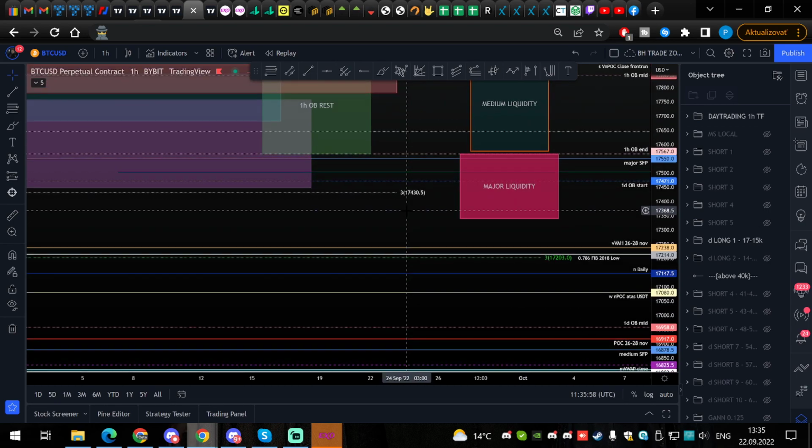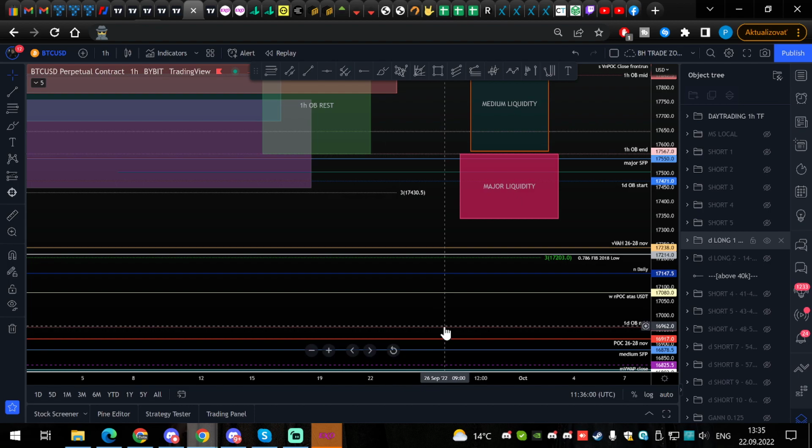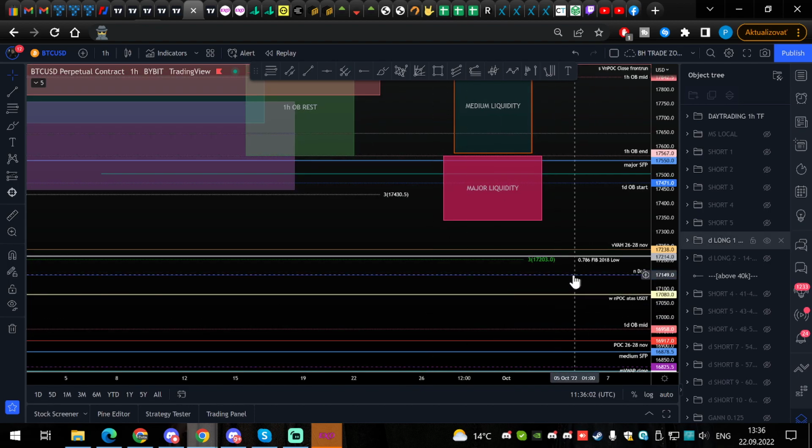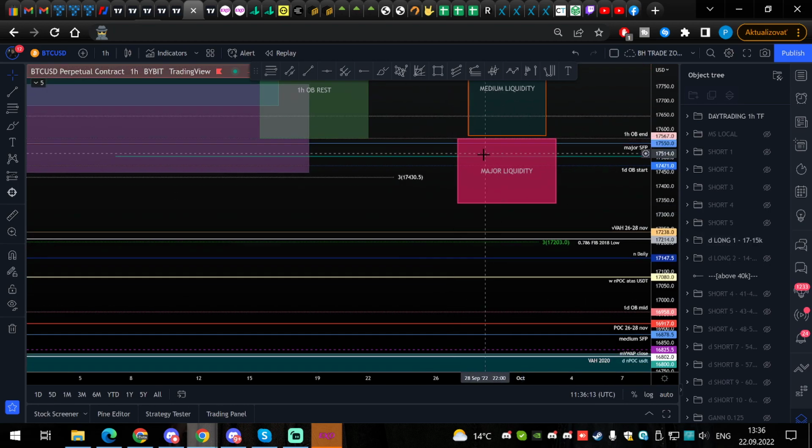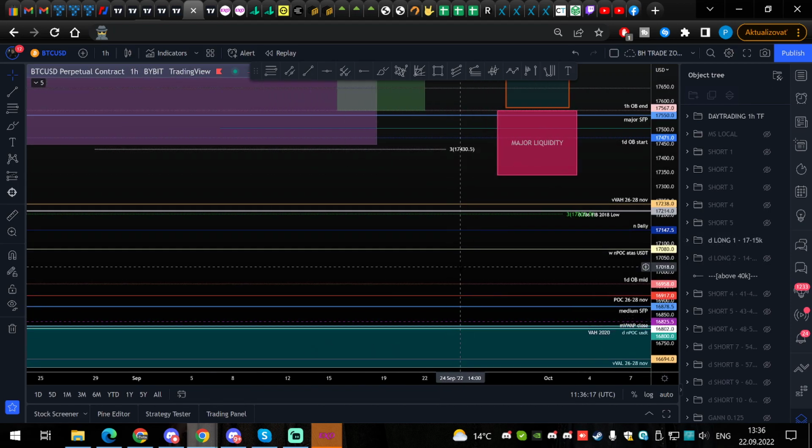If we go further, you start to have really good support. You see that, yeah? Naked daily here. Big extension targets. This is also Genesis, one of the Genesis pools. 0.86 Fibonacci of 2018 is here, yeah. So all the area from 17,500 to 17,000 is really packed with good things.